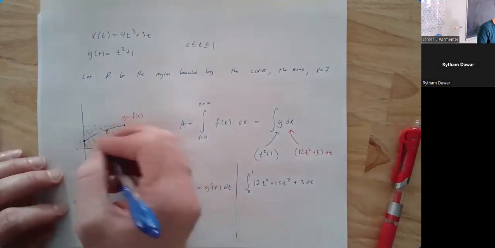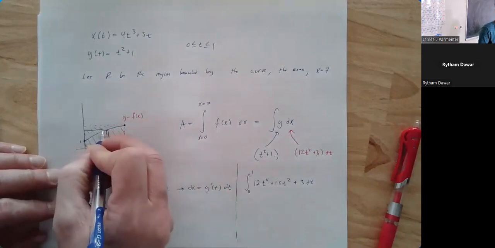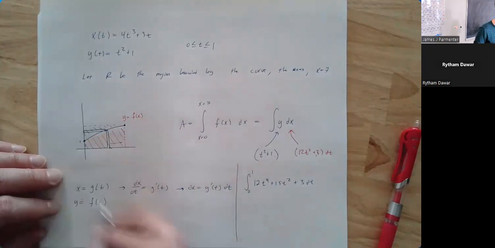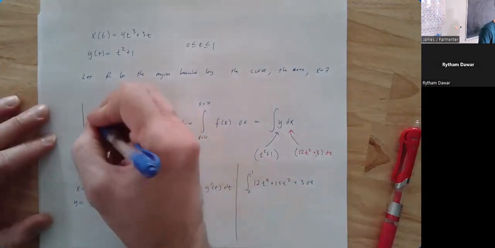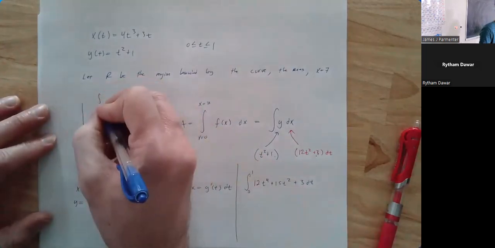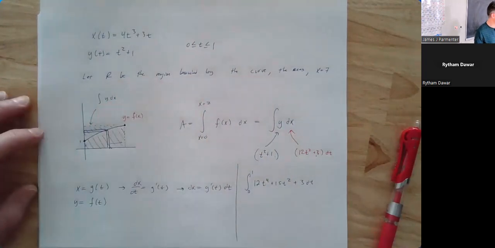But if you wanted this little area over here, the way you would do it would be the same way, except you're thinking about horizontal things here. So then you'd be doing the integral of x dy instead of y dx. Still with the same t values.